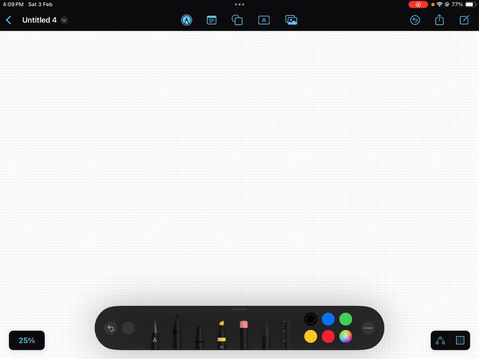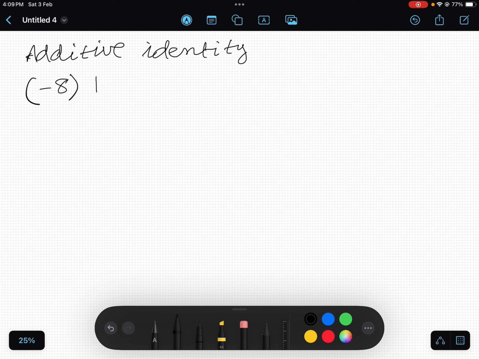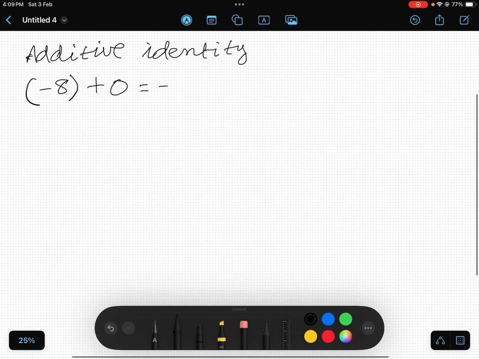Hi to all. Today we are going to see about additive identity first. So what do I mean by additive identity? See, minus 8 plus 0 will be equal to, see, whenever I add 0 to any number, the result will be the same number. So the answer is minus 8.